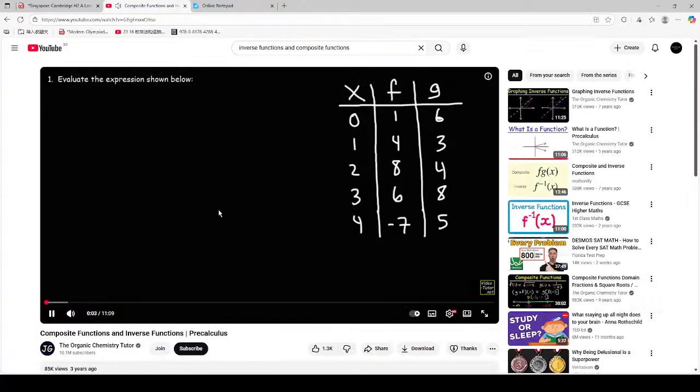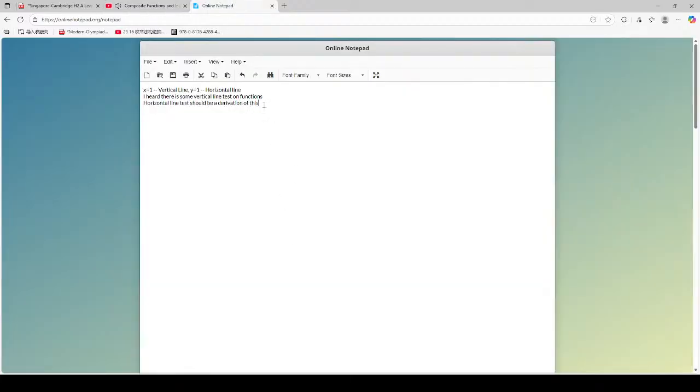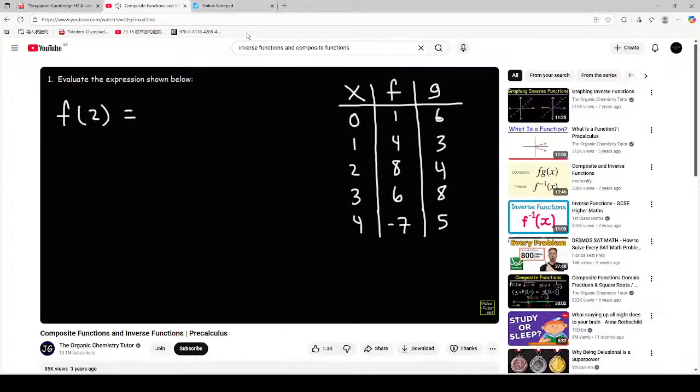In this video, we're going to talk about composite functions and inverse functions combined. So let's start with the basics. Using the data table that we have on the right side, evaluate this expression. What is the value of f of 2? F of 2, if we look at the function f and the x value 2, it will give us a value of 8. So f of 2 is equal to 8.